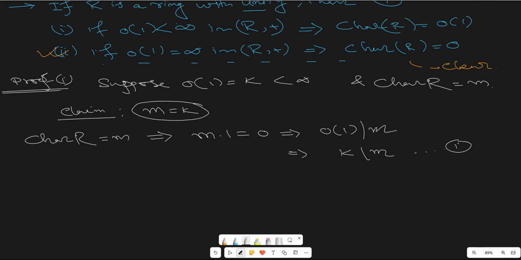Suppose this is equation number a: k divides m. Now, the order of 1 is k, right? So k dot 1 is also 0. If k divides m, what can you say? If k is dividing m, that means m by k is a finite quantity, a positive integer, it's an integer actually.